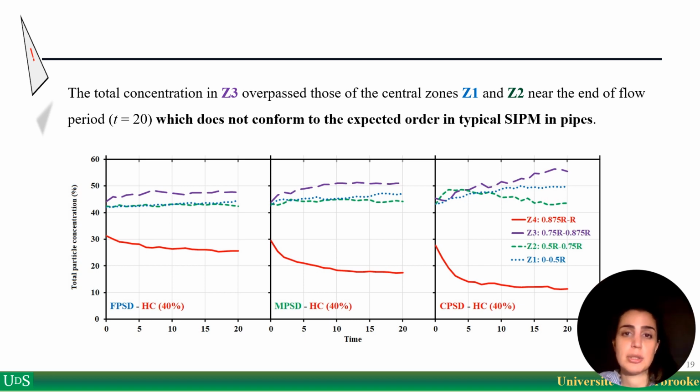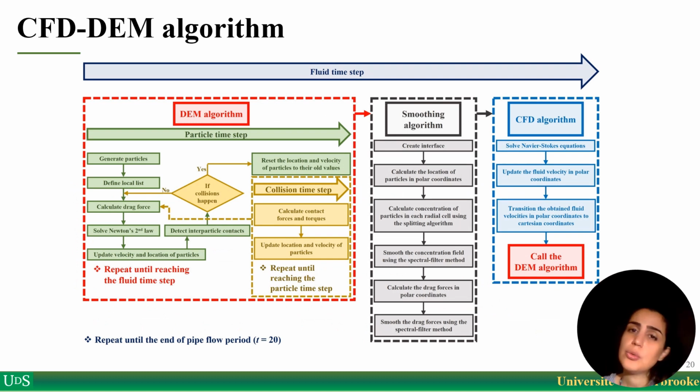expected from the shear-induced particle migration in the pipe, because as we know, according to shear-induced particle migration, coarser aggregates move to the pipe center. So we should have the highest particle concentration in zone 1, or the zone closest to the pipe center. So what is the solution?